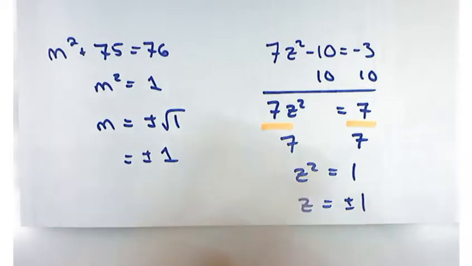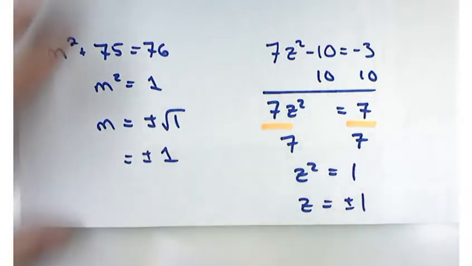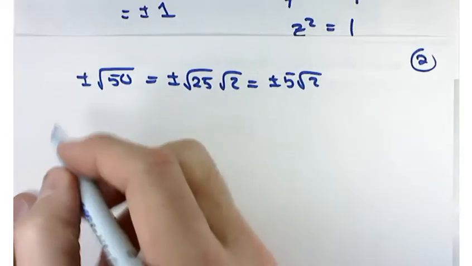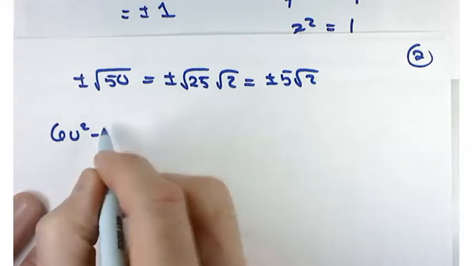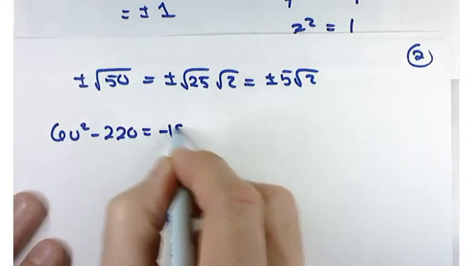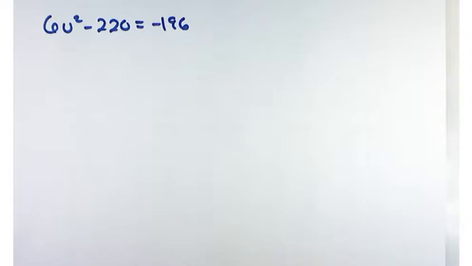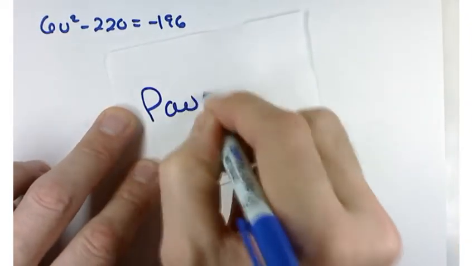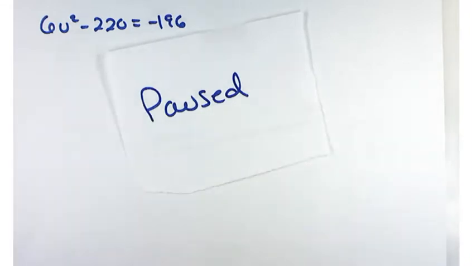Anything else on this first page so far? Well, let's keep going then. Let's try 6u squared minus 220 equals negative 196. Why don't you try this one? This one should work out pretty even, so work your way through it.